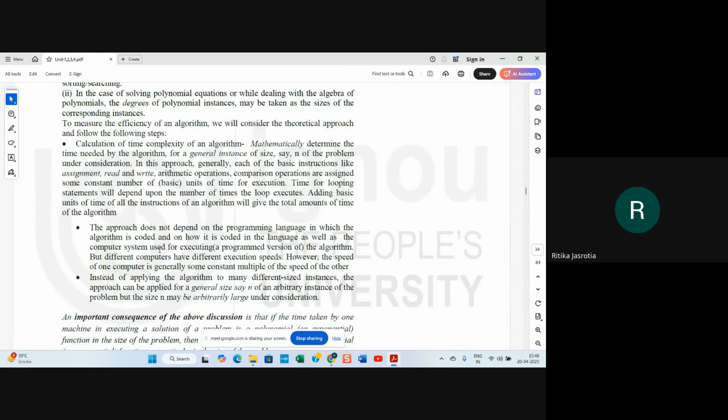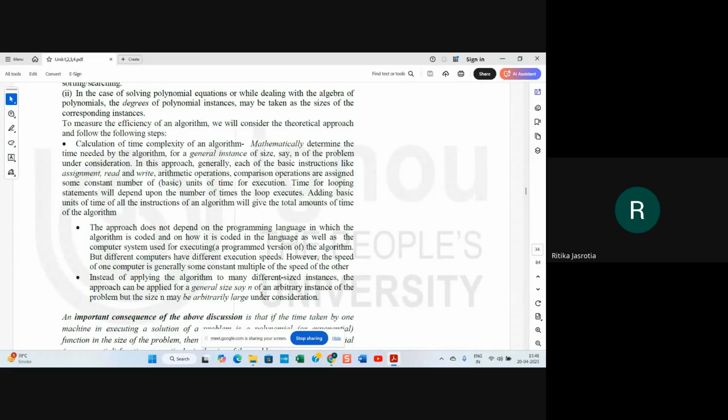Nor does it depend on the computer system used for executing a program version of the algorithm. Different computers have different execution speeds. However, the speed of one computer is generally some constant multiple of the speed of the other. So instead of applying the algorithm to many different size instances, the approach can be applied for a general size, say n, of an arbitrary instance of the problem, but the size n may be arbitrarily large under consideration.